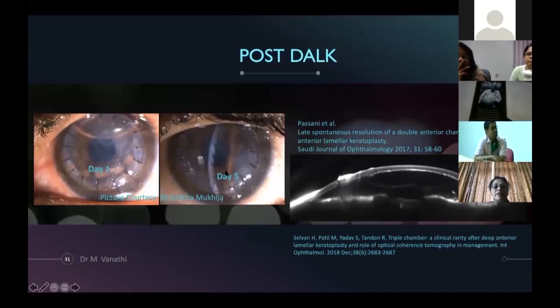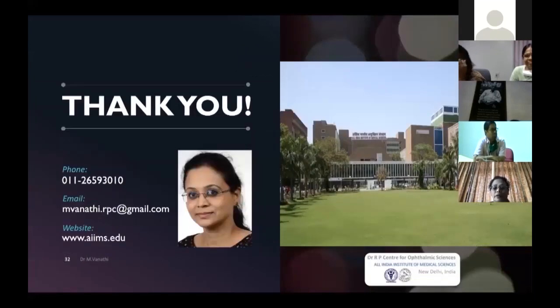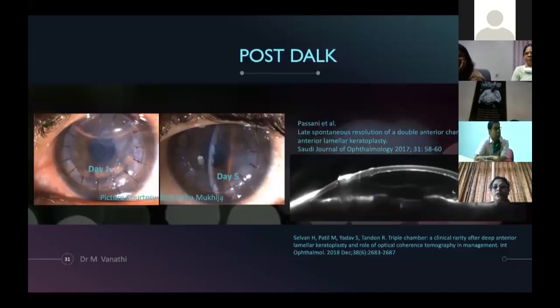And beyond day 5, when the edema was not resolving, when you go ahead and do imaging, it helps you to pick up double chambers in the anterior and helps you to decide and take them in for a rebubbling in these patients. So I think I would stop here, and we could probably take on questions later on if we have time. Thank you.